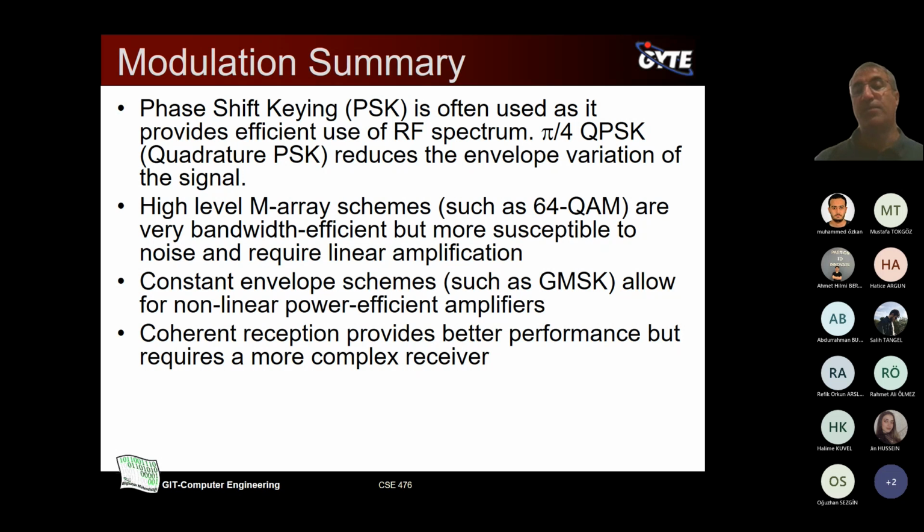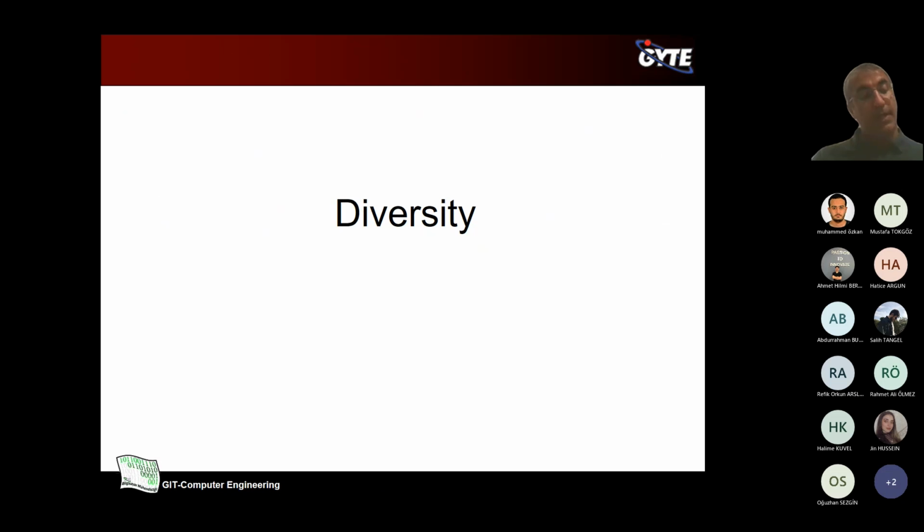There are some constant envelope modulation schemes, such as GMSK. This type of modulation requires nonlinear power-efficient amplifiers, which are very cheap compared to linear amplifiers. Coherent reception provides better performance than non-coherent, but it requires a more complex receiver. Any questions so far?